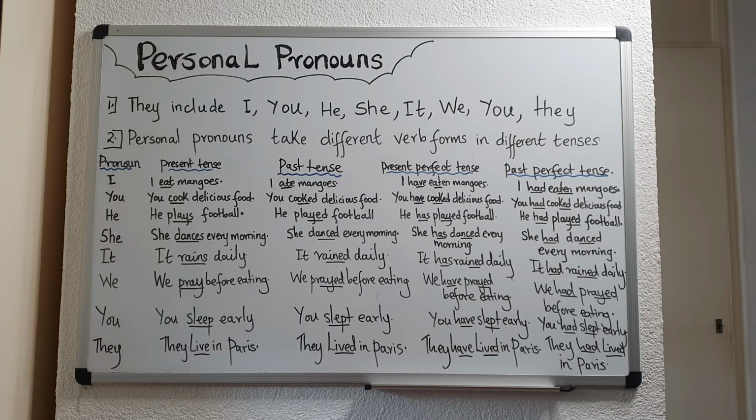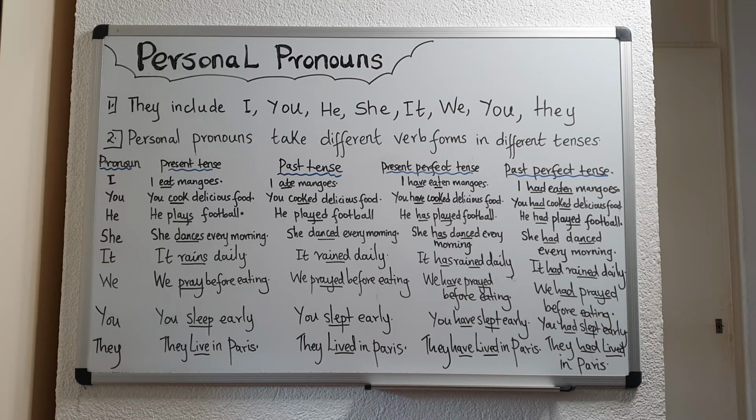This one is a bit different. He plays football. You never say he play football. No, because in the present tense, he takes the verb with an S. So you always combine the verb with an S when you use the personal pronoun he. He plays football. You add an S.